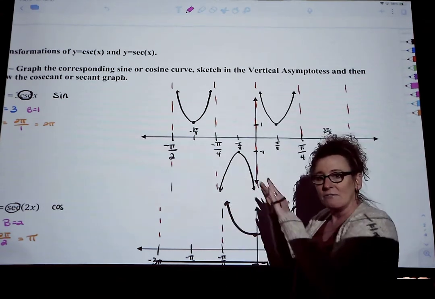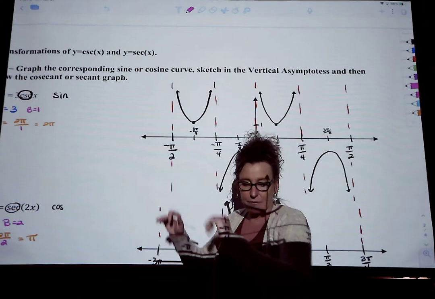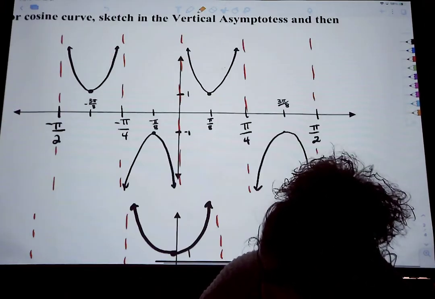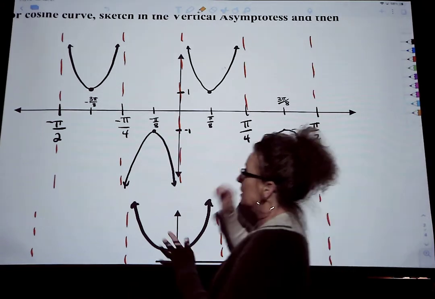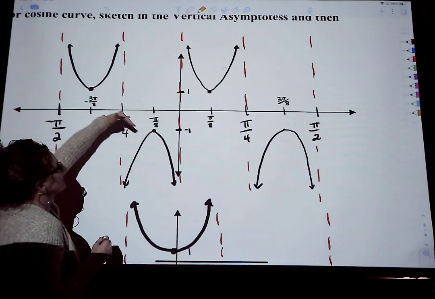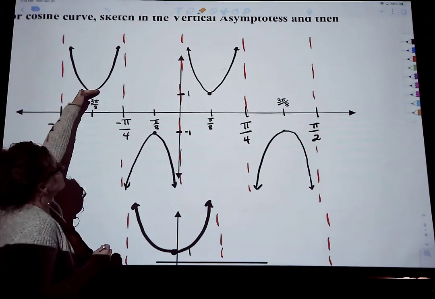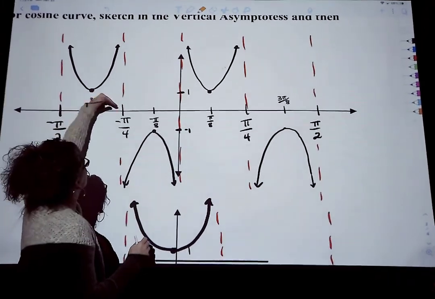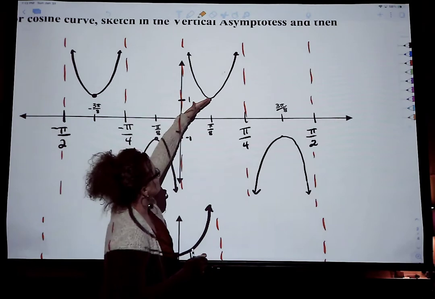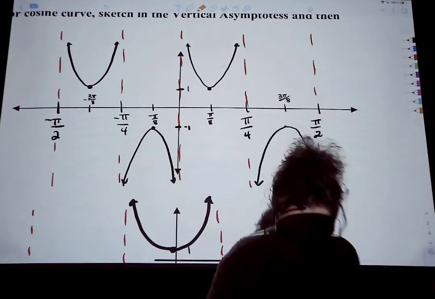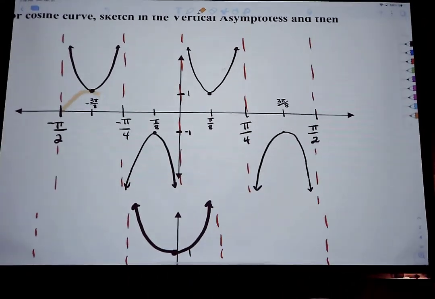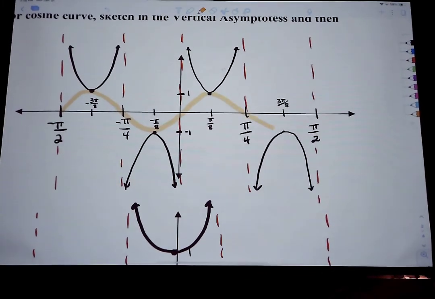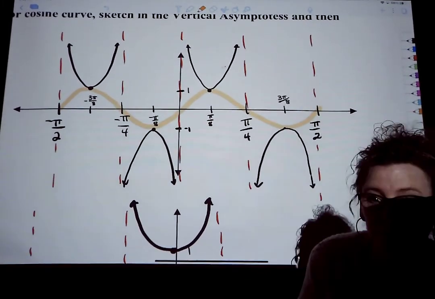I'm going to weave a sine or a cosine graph through there. So I'm going to take out my orange highlighter and I'm going to weave a sine or cosine graph. I'm going to touch and touch. So it means I'm going to cross halfway between. So touch, cross, touch, cross, touch, cross. Here I go. I'm going to weave it in. There we go.